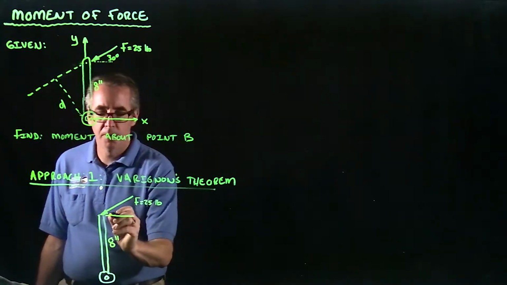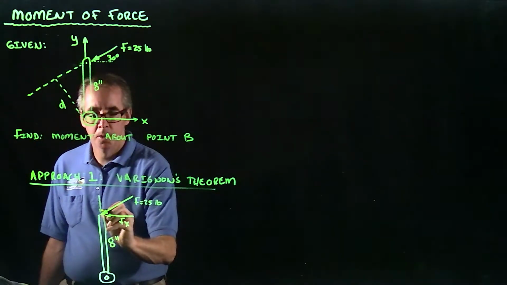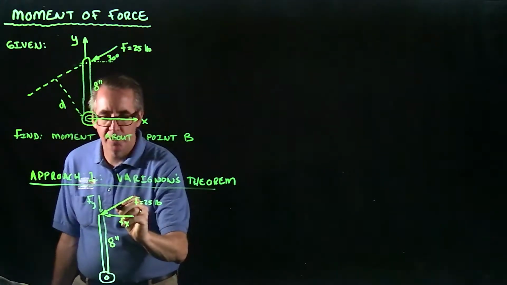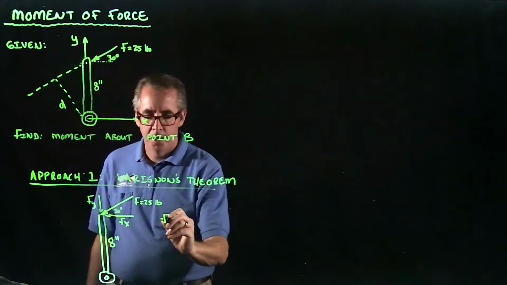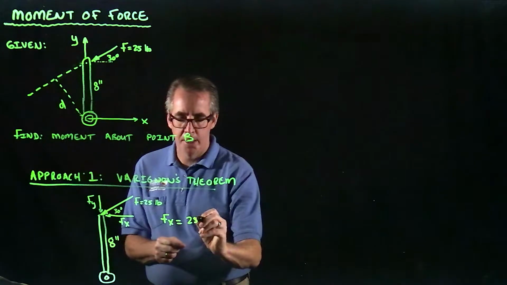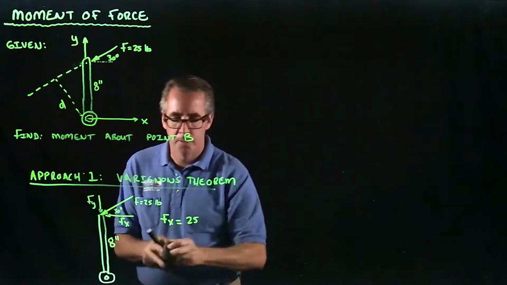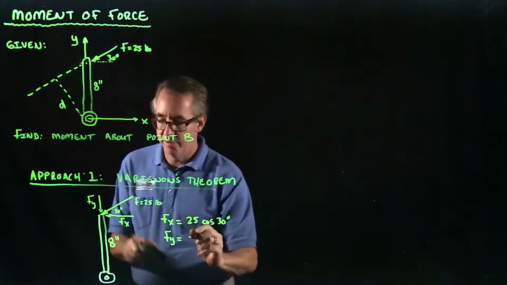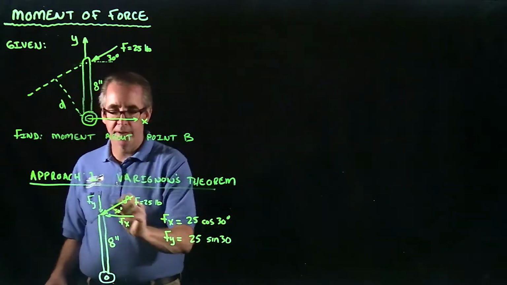So it's got a horizontal component, which I'm just going to call Fx. And it's got a vertical component, which I'll call Fy. This angle here was given to us as 30 degrees. So in this case I can see Fx is going to be, based on this angle right here, 25 times the cosine of 30. So I got 25 cosine 30. And then I have Fy, this is going to be 25 times the sine of 30. So all I did is I took this force and I broke it up into its x and y components.